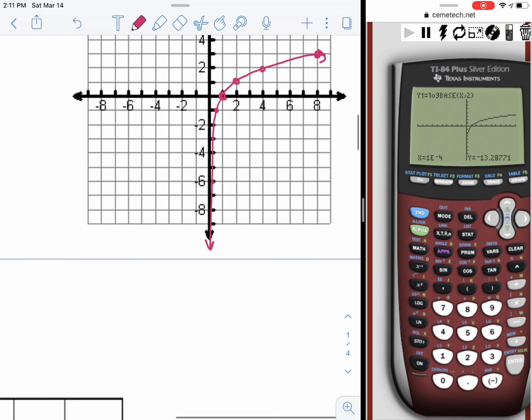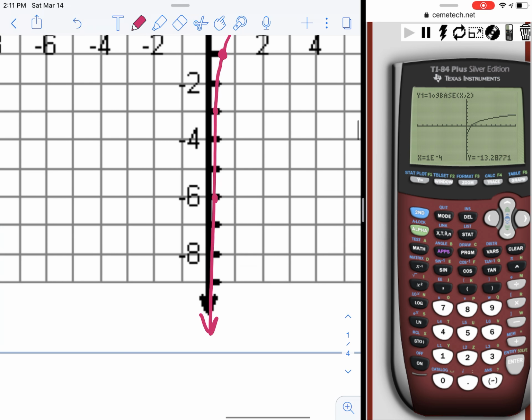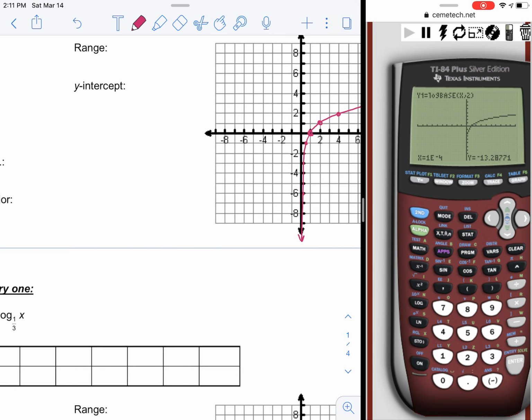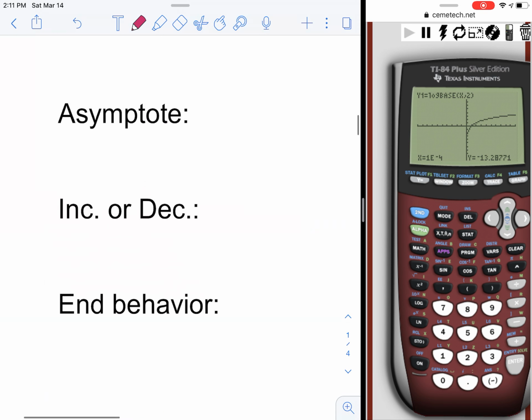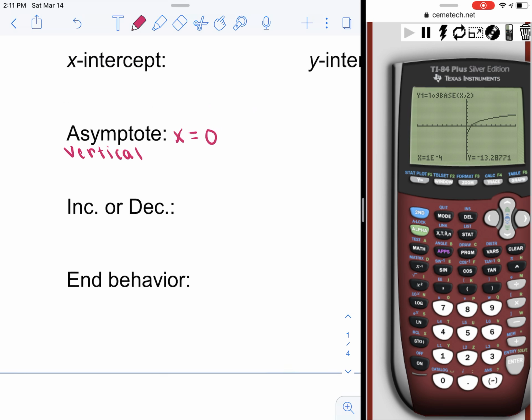But this, my friends, is not a horizontal asymptote, it's vertical. So as a result, when we have to give the asymptote, now it'll be a vertical asymptote. So instead of being y equals, it'll be x equals, and notice that that would be a value of 0.